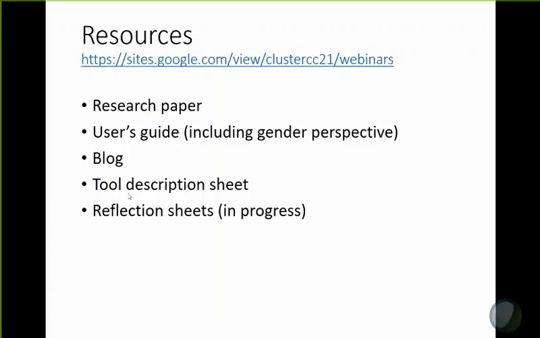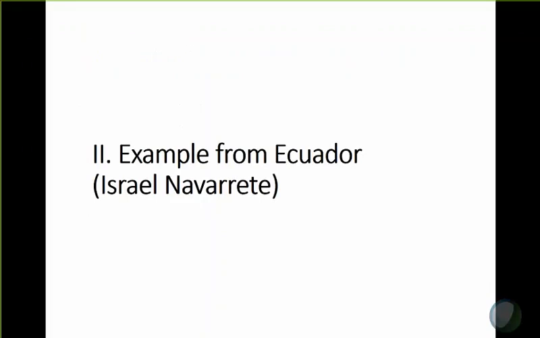And we are also developing some reflection sheets. The idea is for the person using this tool to fill in this form and reflect on the use of the framework. Okay, so this is all from me. Basically I introduced the framework, and the next step will be Israel Navarrete. He's going to describe an example from Ecuador on how he's using the framework. Okay, so Israel, please go ahead.